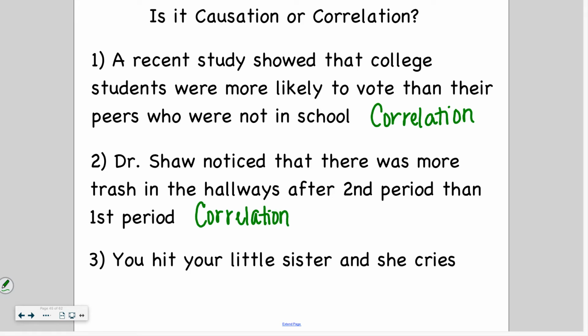All right, you hit your little sister and she cries. Did she cry because you hit her? Yes, that is a causation.